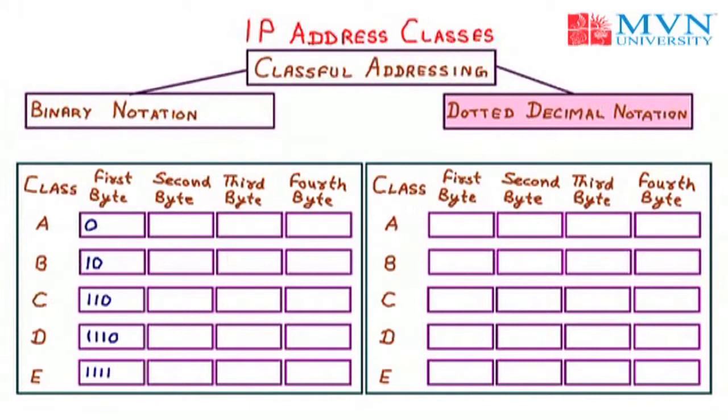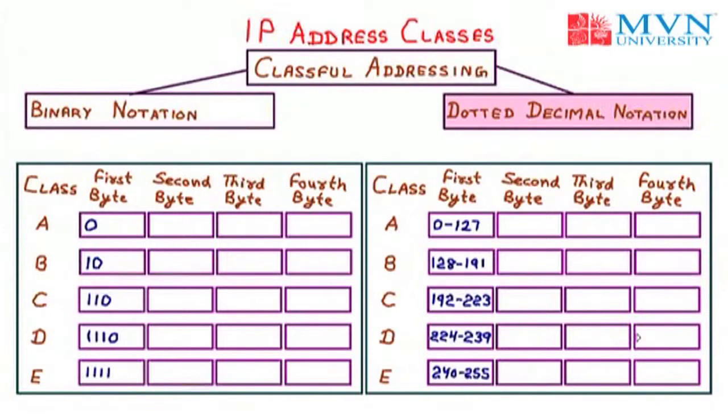So as we are discussing the dotted notation, whenever an IP is in the range 0 to 127, that is class A, and if it is in the range 128 to 191, that is class B. If the IP is in the range from 192 to 223, that is class C. The range of class D is 224 to 239. And if the IP is in the range 240 to 255, that is class E. So that is all about classful addressing. We have represented it in binary as well as dotted decimal notation.